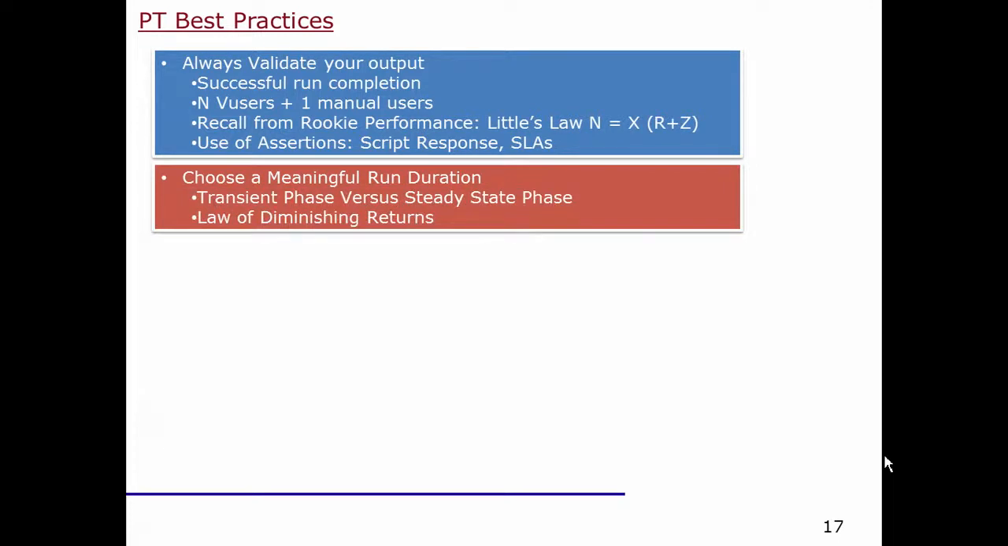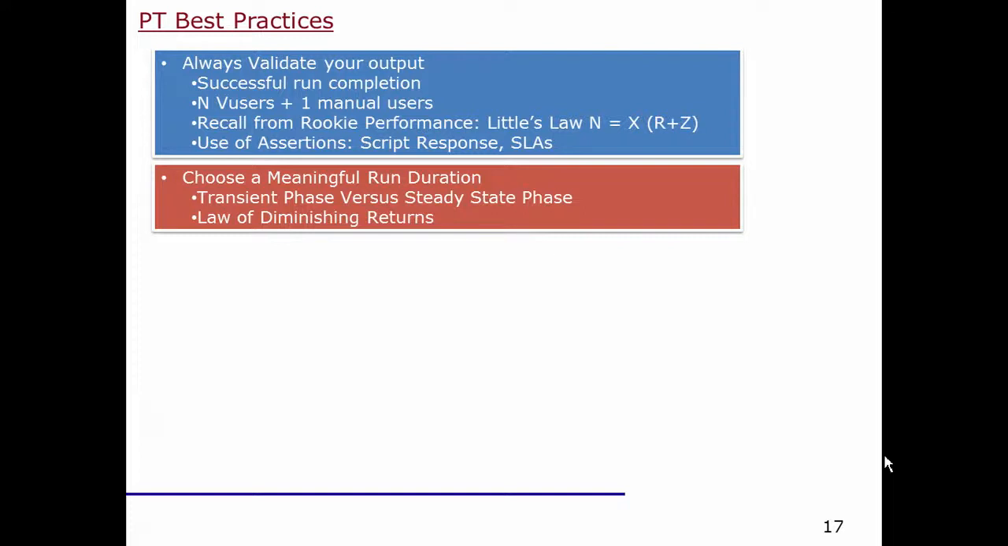You also need to choose a meaningful run duration, because very often people tend to be hasty and choose a small duration, and they'll end up doing tests in the transient phase where the system is not stabilized. So for example, in the initial phases, your users are ramping up, your system cache is cold, you may not always get the response that would be there in a true system that's been running for a number of hours. So you need to know when the system kicks into steady state, when the results are stabilizing.